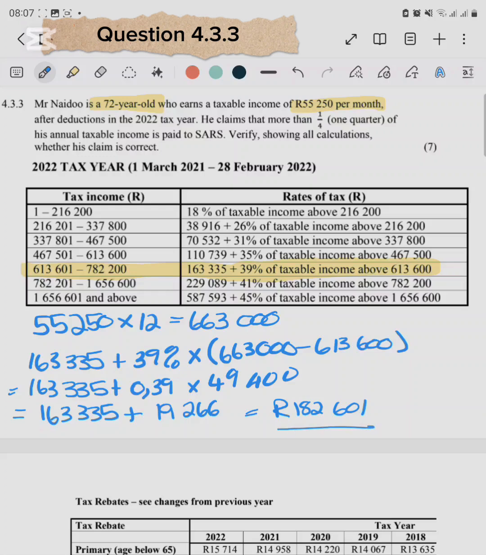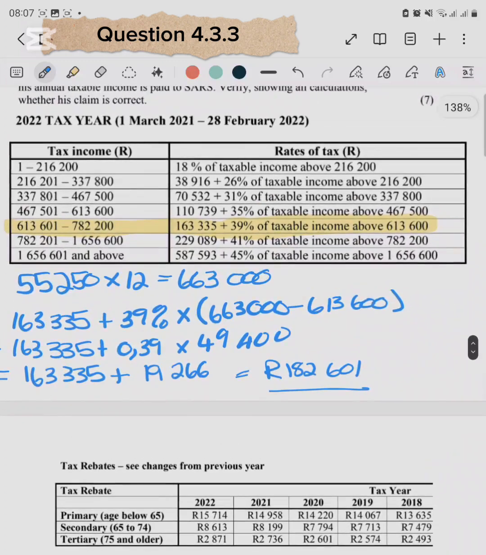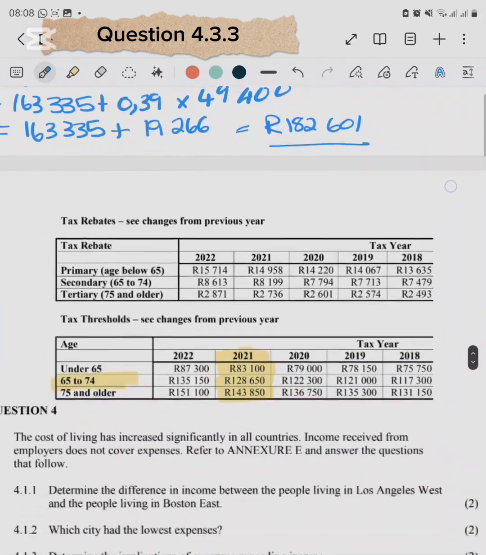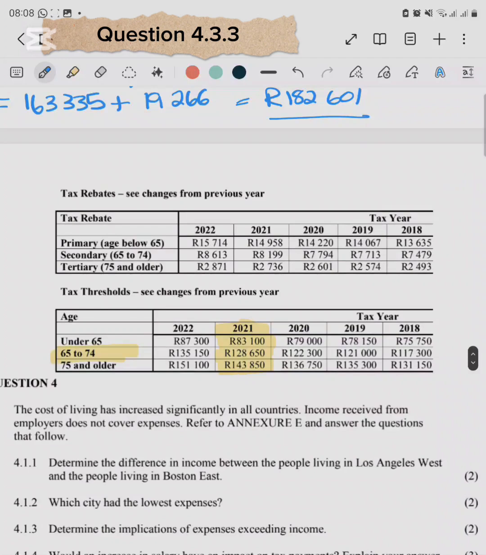Now we know the next thing that comes off is our rebates, and he was 72 years old. So remember, 72 years old, he is going to get 2 rebates coming off. Also, because our rebate table has lots of different tax years in it, we need to make sure we're using the right year. And they did tell us it was the 2022 year. So I'm going to go to my rebate now, and I'm going to take my 182,601 and subtract the primary, which was the 15,714.